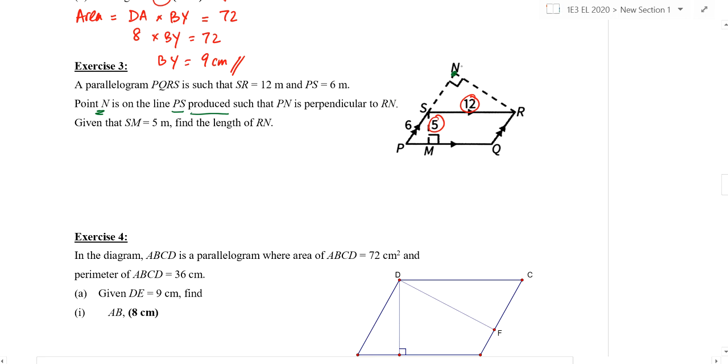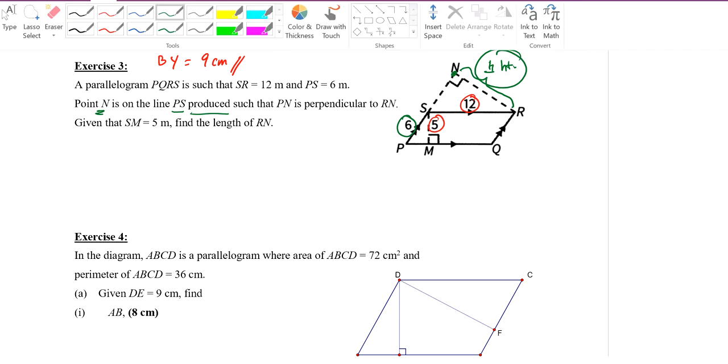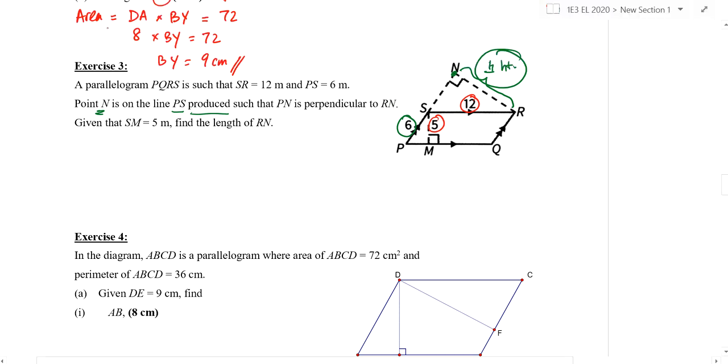What is so unique about this is that if PS is considered the base of 6, then this will be the corresponding perpendicular height. Now they tell us to find the length of RN, this particular height. This is actually a similar question to the previous one, but they do not scaffold for us. They do not provide any hints.